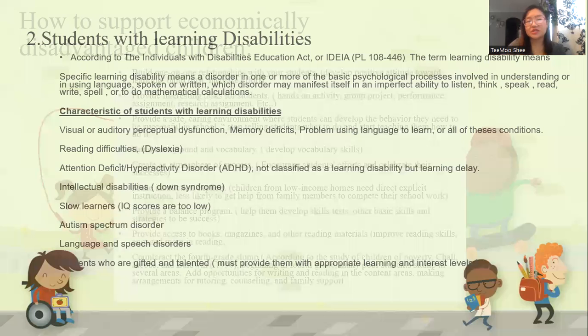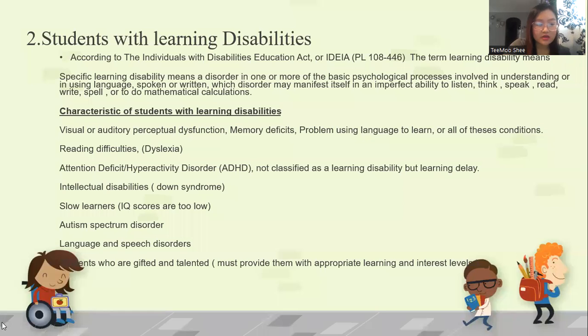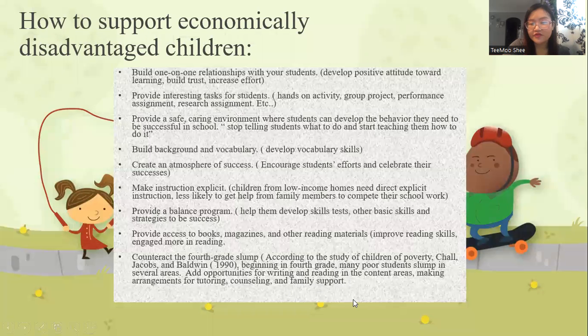According to the study of Children of Poverty by Chall, Jacobs, and Baldwin, 1990, beginning in the fourth grade, many poor students slump in several areas. So the best way to help these children is to add opportunities for writing and reading in the content areas, and to make arrangements for tutoring, counseling, and family support.